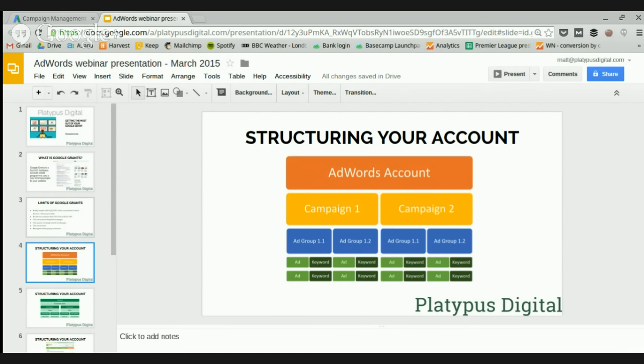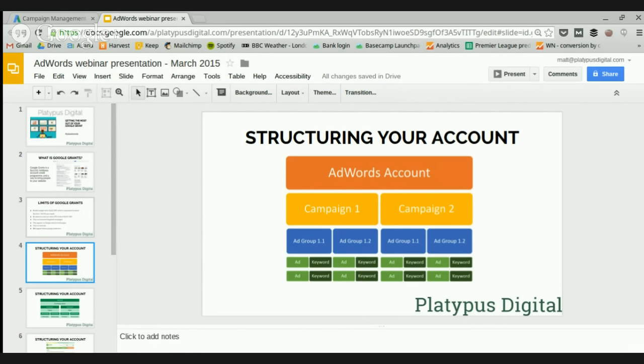Now, keywords is a slightly misleading term because a keyword can be more than one word. So a keyword could be sports. It could also be sports in London. It could be sports camping equipment shop. So a keyword can be more than one word. A key phrase, if you like, would be a more accurate term.